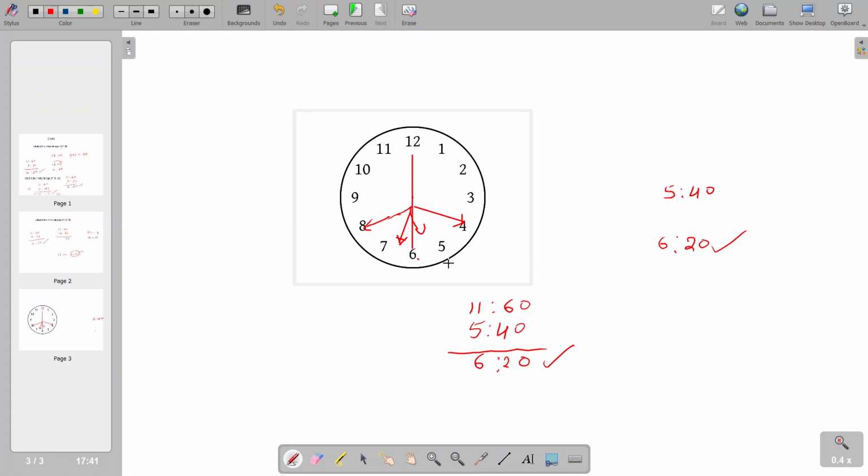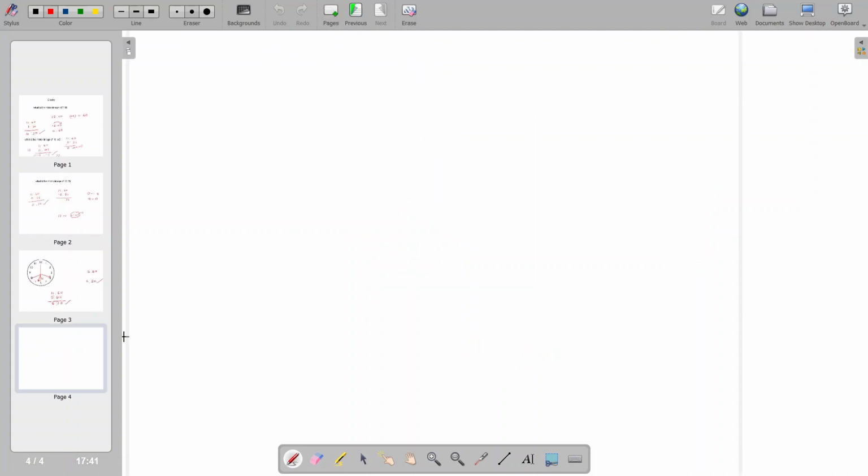So using this shortcut trick we can find any mirror image of the given time. Now you'll see the water image.